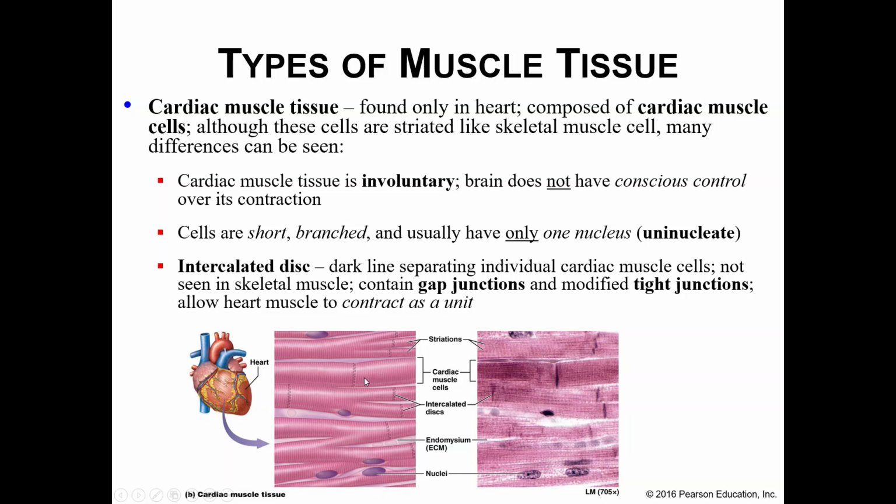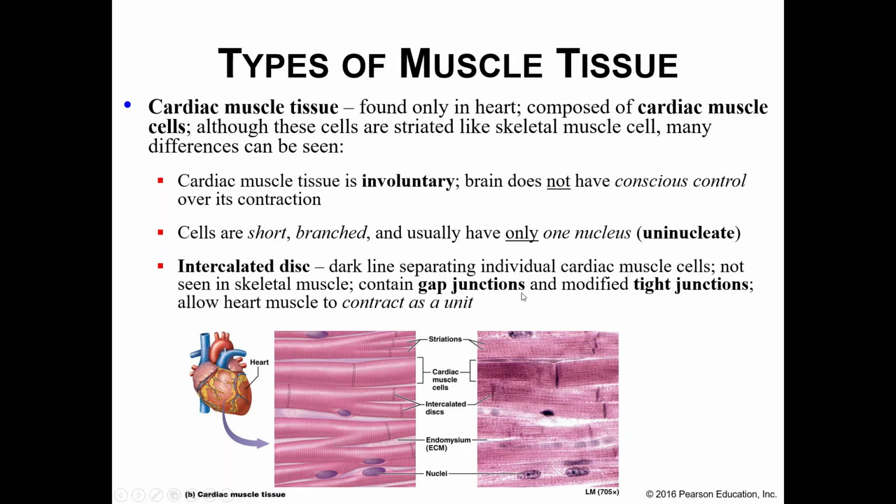Now, these physically look a little bit different. These cells are shorter. A lot of times they are branched, and they only have one nucleus. They're uninucleated. And so these, to me, don't really look like straws anymore. They're still striped, so the striations are still there. But what is our real defining characteristic here? It's these other little lines. These are called intercalated discs.